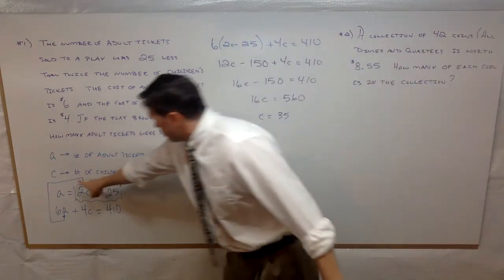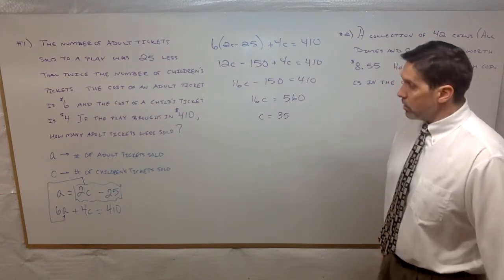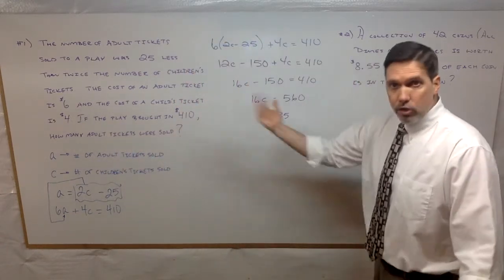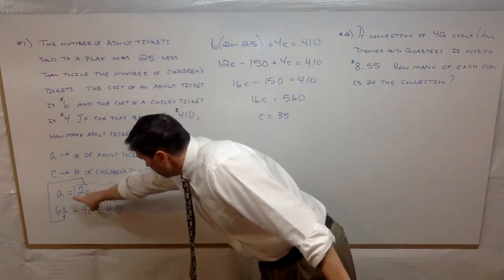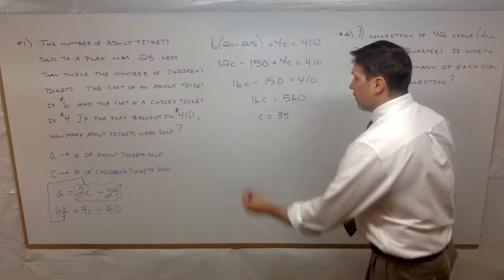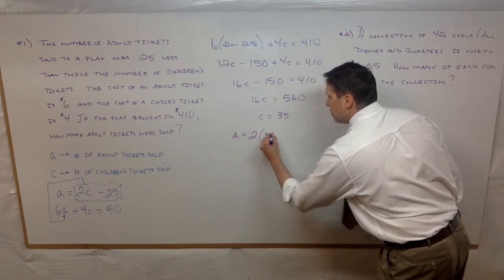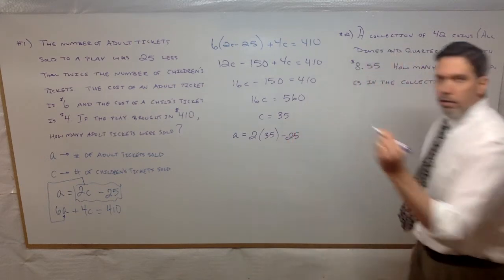Well, what was C? C is the number of children's tickets sold. So we know that we have sold 35 children's tickets. The question, though, asks how many adult tickets were sold, which just means we have to finish off the substitution process. C is 35, and A is equal to 2C minus 25. So if A equals 2 times C minus 25, and C is 35, well, one step away from finishing this.